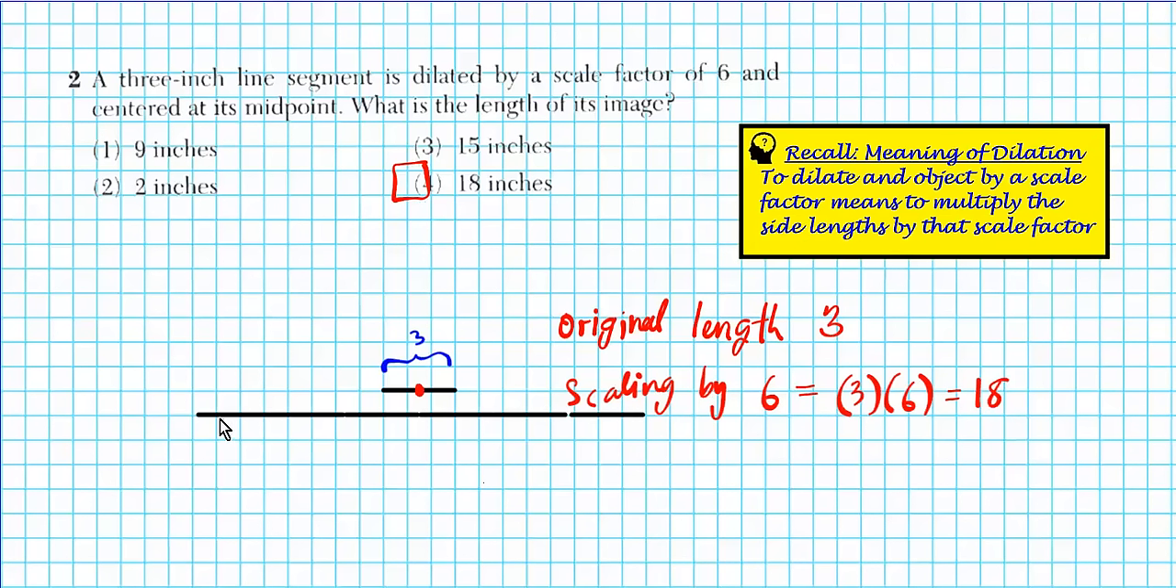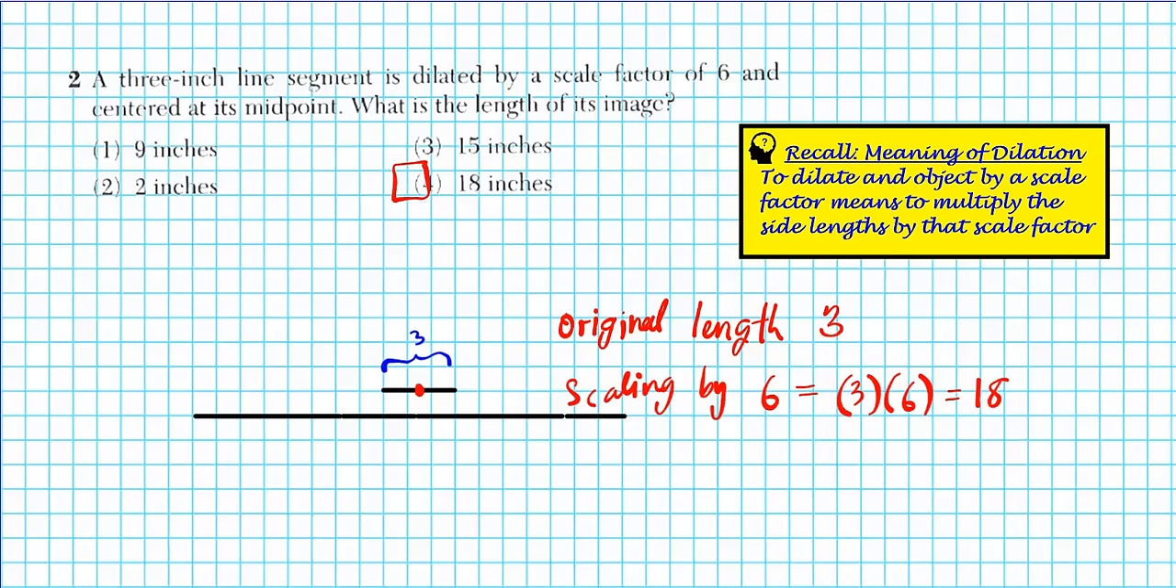Alright, so if we go ahead and count how many units we have here, if you simply count the number of boxes from start to finish: 1, 2, 3, 4, 5, 6, 7, 8, 9, 10, 11, 12, 13, 14, 15, 16, 17, 18. Bam. So there you have it.